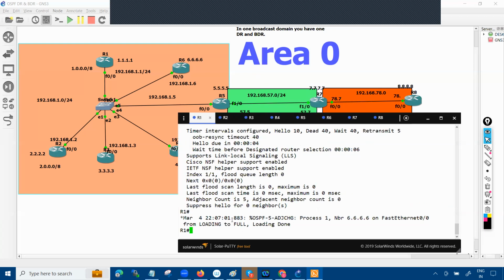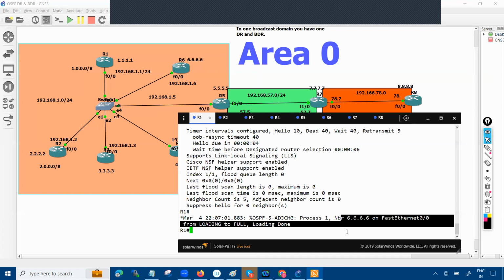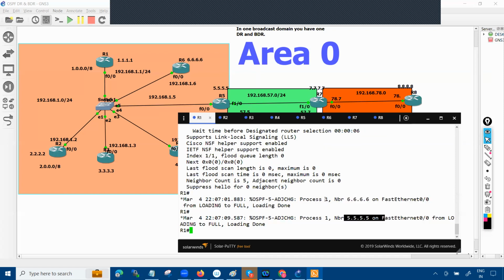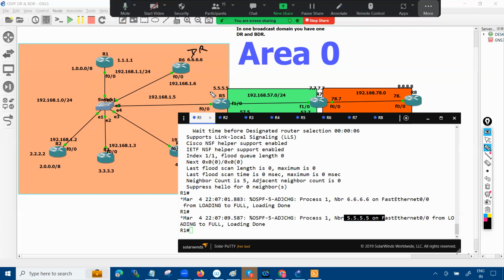And now I can see that router 1 is forming a neighbor with 6.6.6.6. Okay, that's my DR, but who is the BDR? The BDR is 5.5.5.5. Perfect, right? So of course my router 6 will be the DR, and router 5 will be the BDR. And all the remaining routers are DROther.